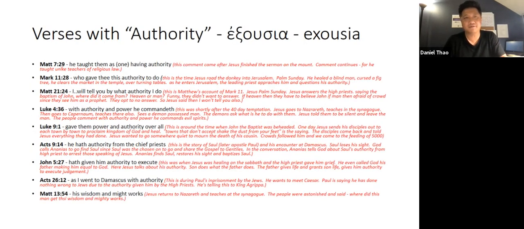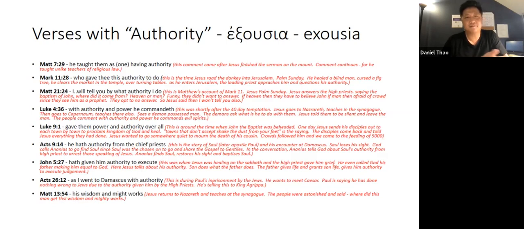This is kind of where I spent most of the time, just going through the verses on authority. The first one is, he taught them as one having authority. And this is where Jesus just finished the Sermon on the Mount, right? He was teaching. Hopefully I don't get all my verses mixed up.